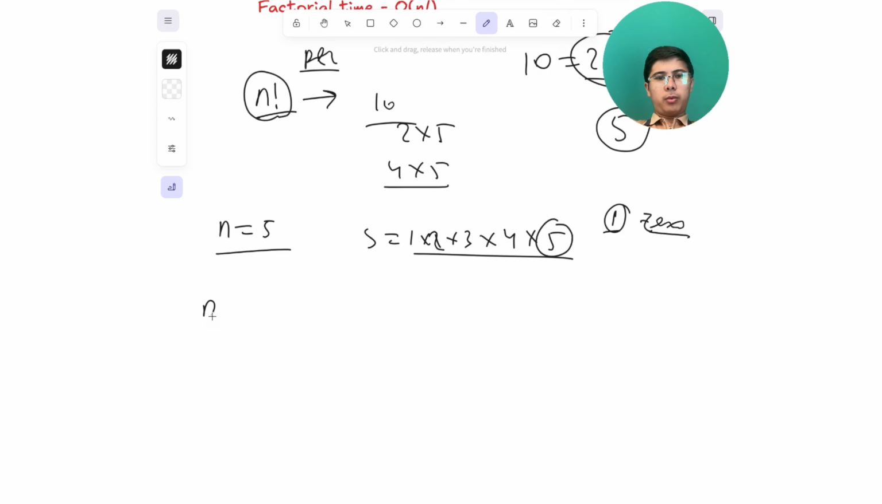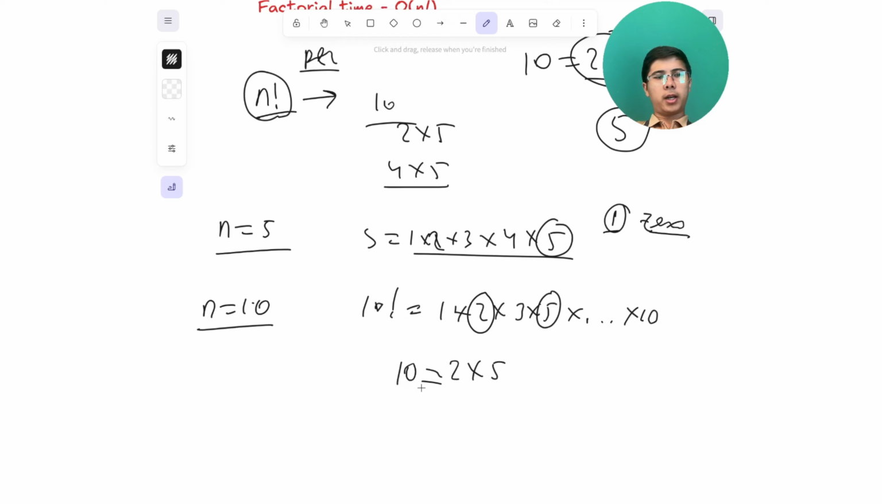Let's say the input is 10 factorial. It becomes 1, 2, 3, 5, and so on, till 10. The multiples of 5 are 5 and 10. That means 10 equals 2 multiplied by 5. There are two factors of 5. That means we have two trailing zeros.